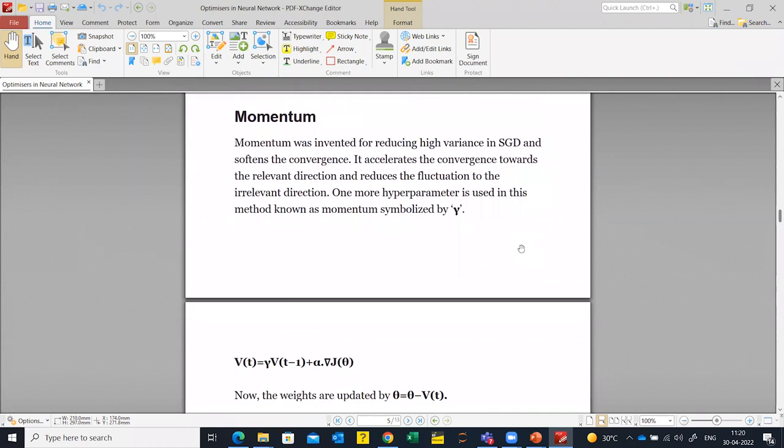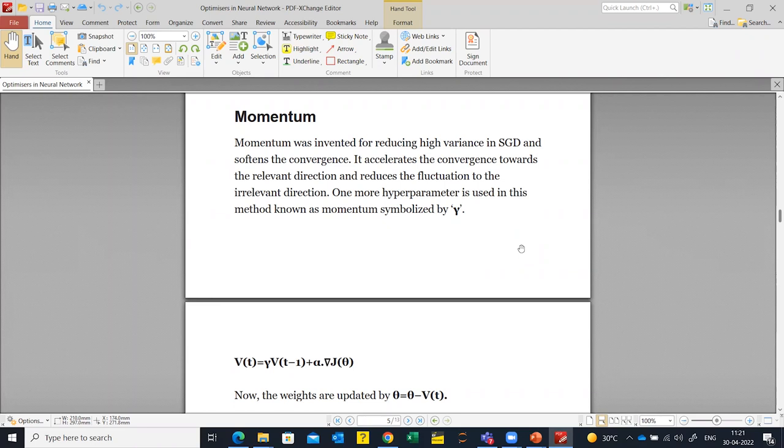All right. Now comes something more advanced than gradient descent, which is momentum. Momentum was invented for reducing the high variance in stochastic gradient descent and softens the convergence, right? Since it has high variability, the model might become more complex. So it accelerates the convergence towards the relevant direction and reduces the fluctuations in the irrelevant direction. So it's like a guide for you when you are moving through a pass or a valley, or climbing down a mountain to find a valley, because obviously you need a valley to reach the city from a mountain, right? So it helps you find the right direction.